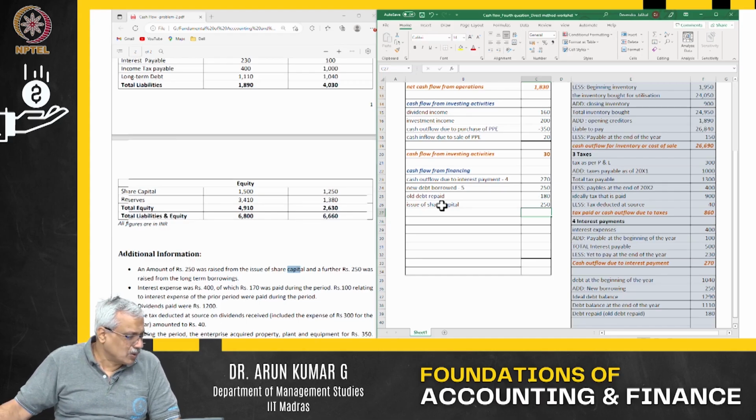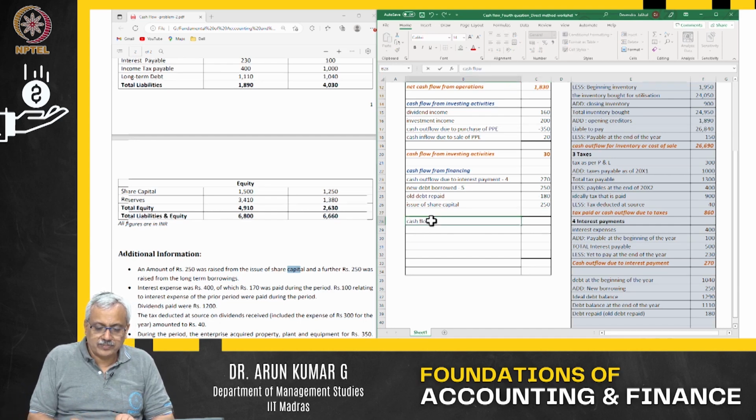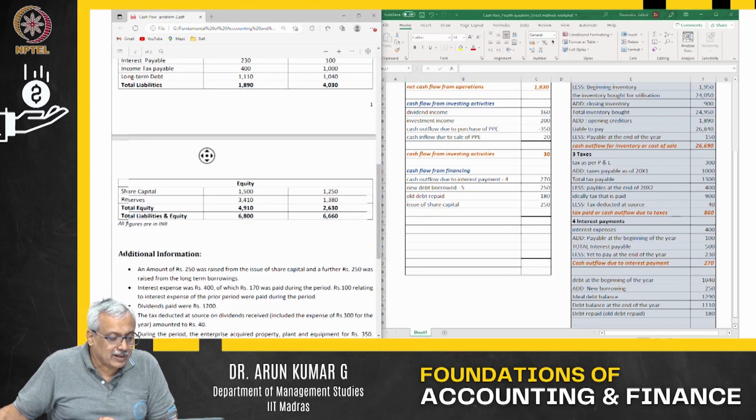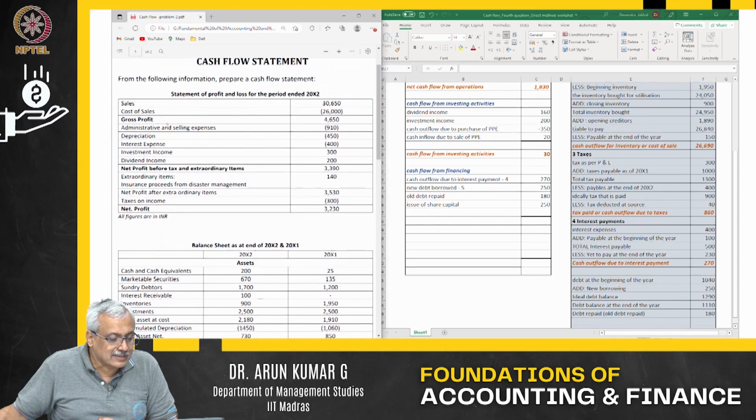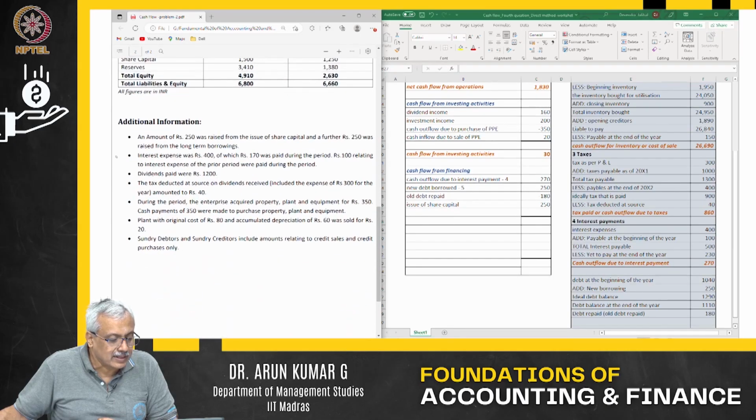So, what is the total cash flow from financing? Oh, sorry, I missed out dividends paid. There is something called dividends paid in this particular case. Dividend income is fine, but there is something called dividends paid. There is a note here: the dividends paid in the year is 1200.